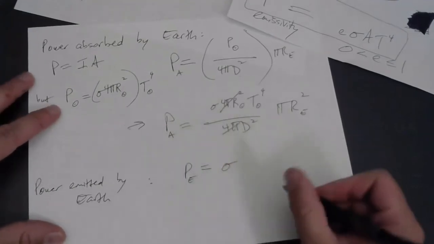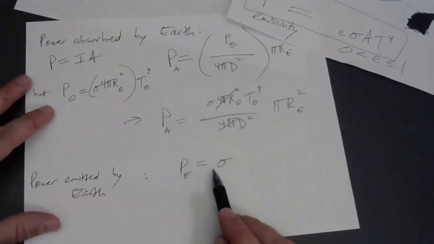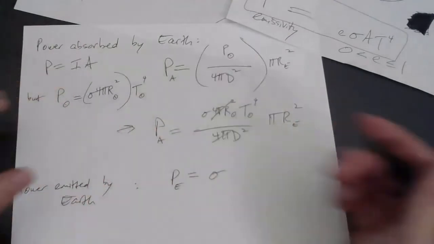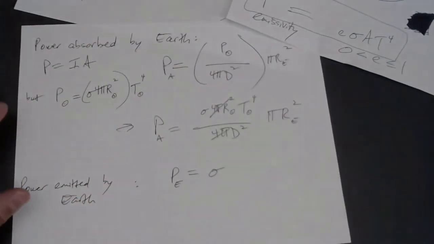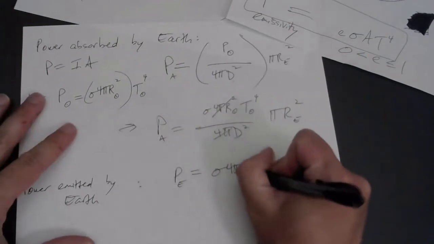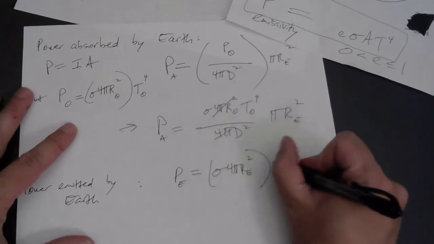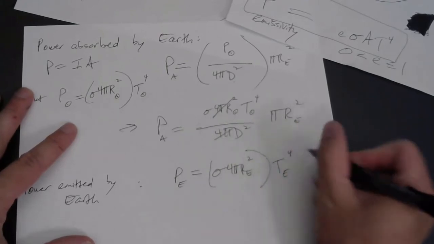Well, that's going to be the Stefan-Boltzmann constant. Again, I'm ignoring the fact that the emissivity of the Earth is not actually 1. This is an approximation. Times the total surface area of the Earth, because we're looking at the power radiated by the entire surface area, 4 pi radius of the Earth squared, times the temperature of the Earth to the 4th power.